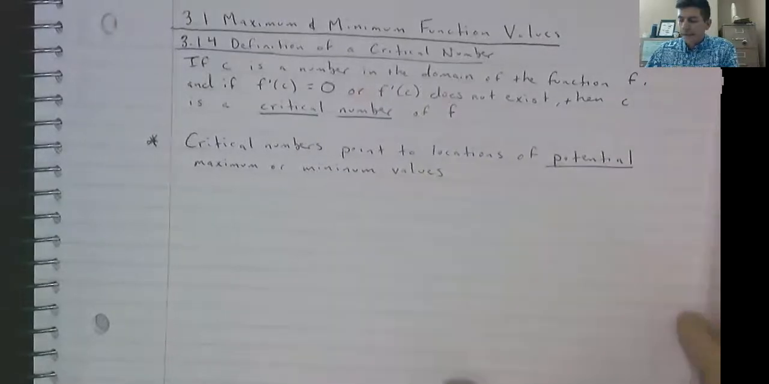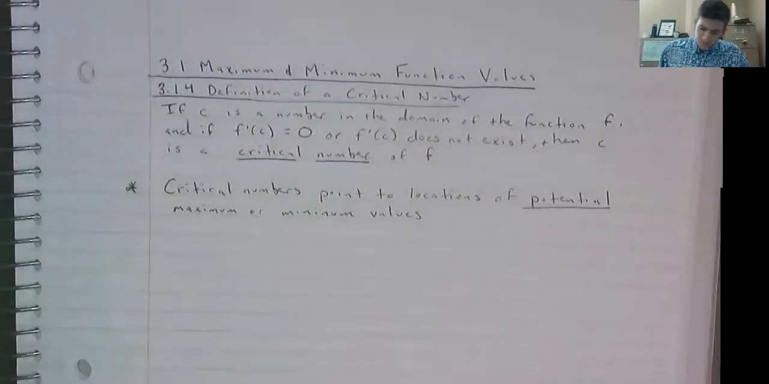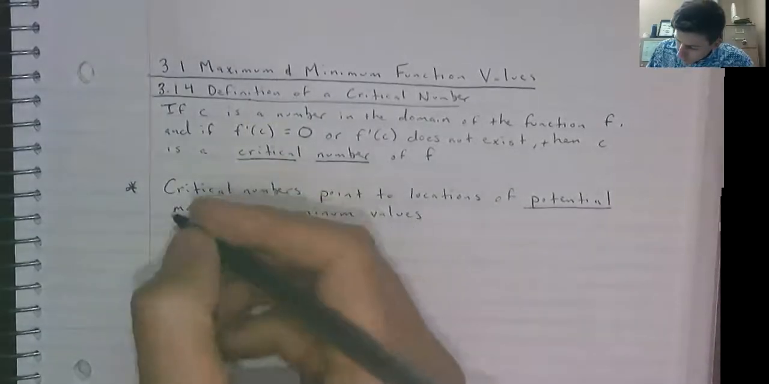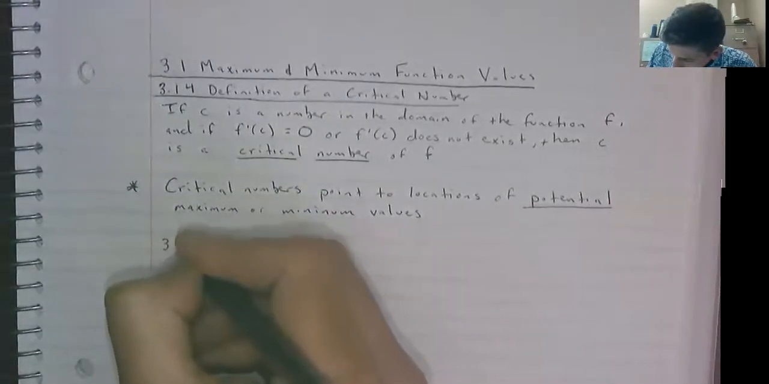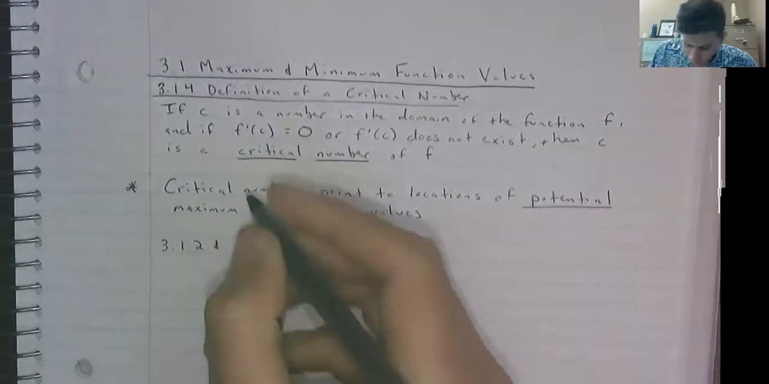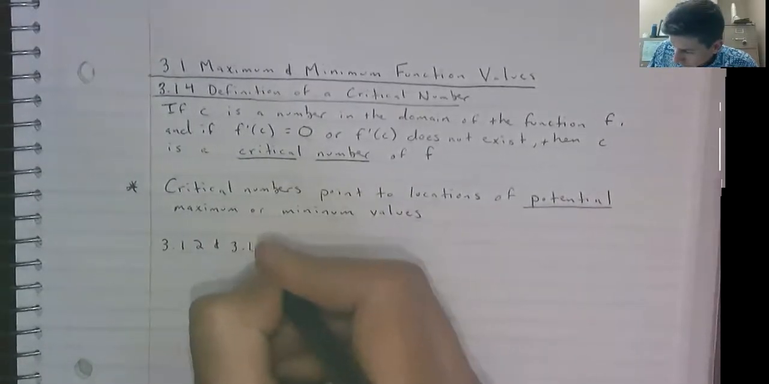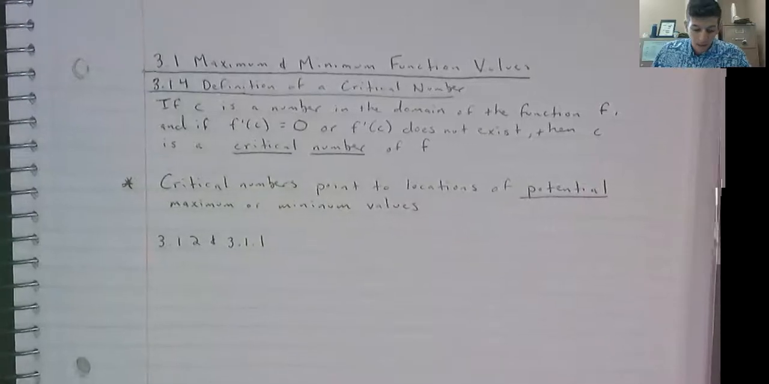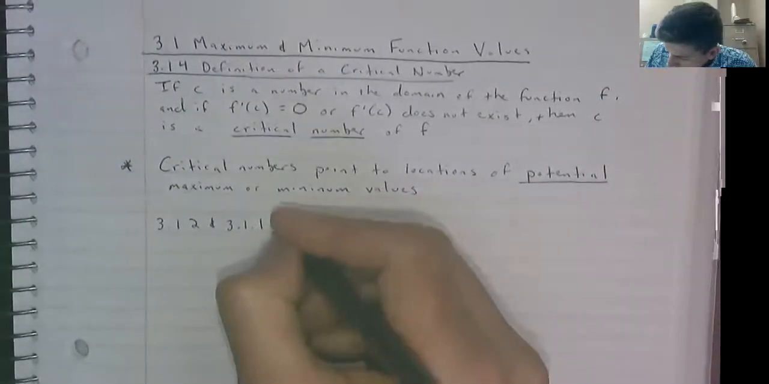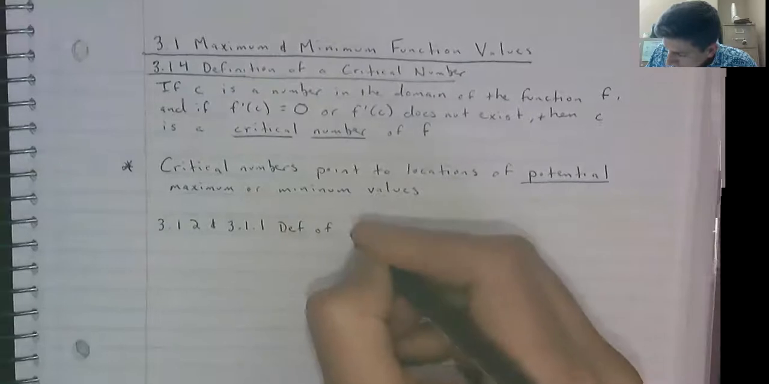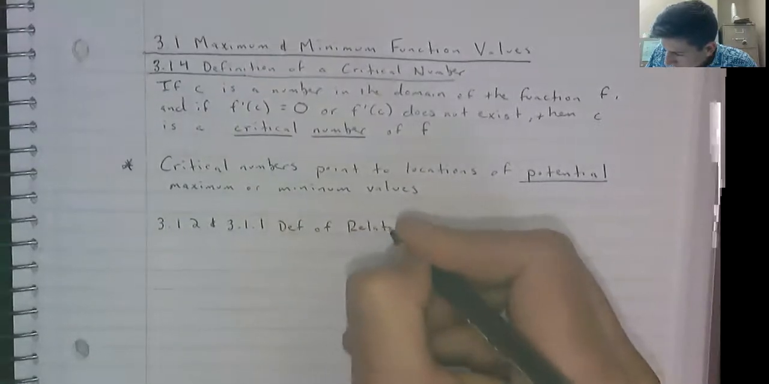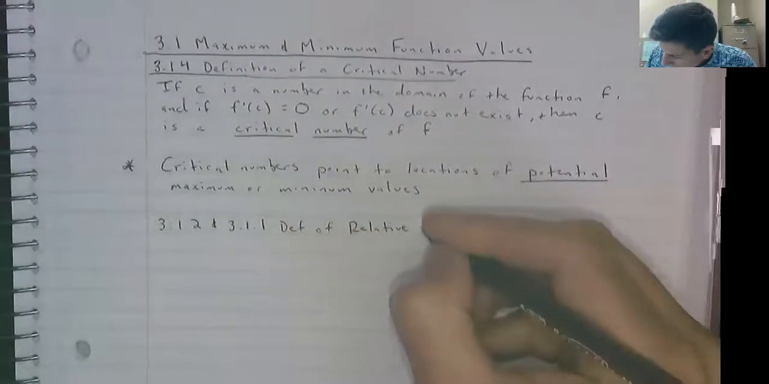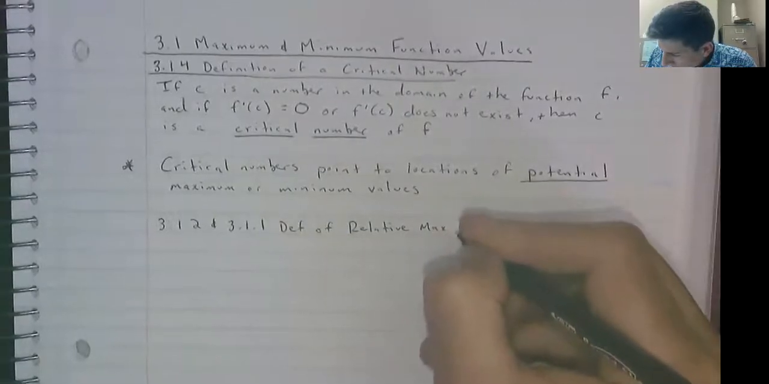Okay. But I think I'm going to just do this as one definition because we don't need to. So we're going to do this all in one fell swoop, 3.1.2 and 3.1.1. I don't know why I just wrote in that order. Definitions of relative maximum and minimum values.